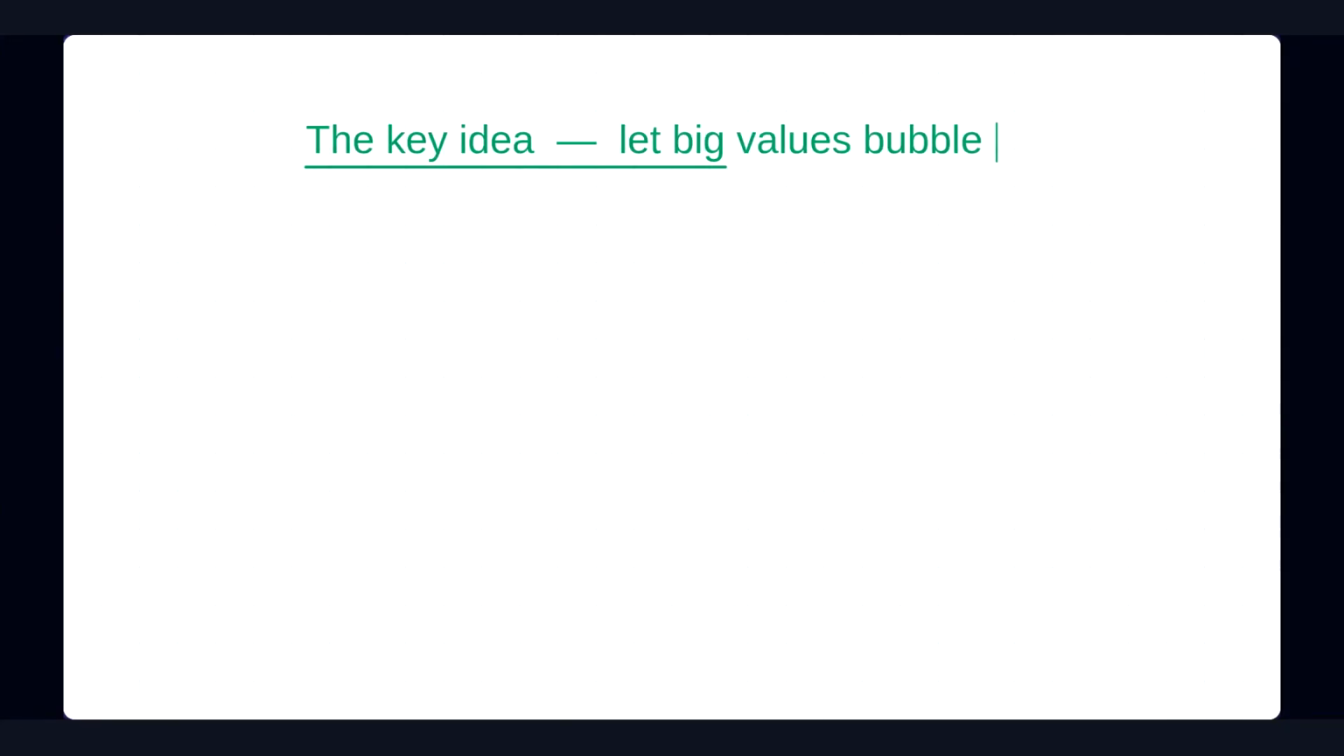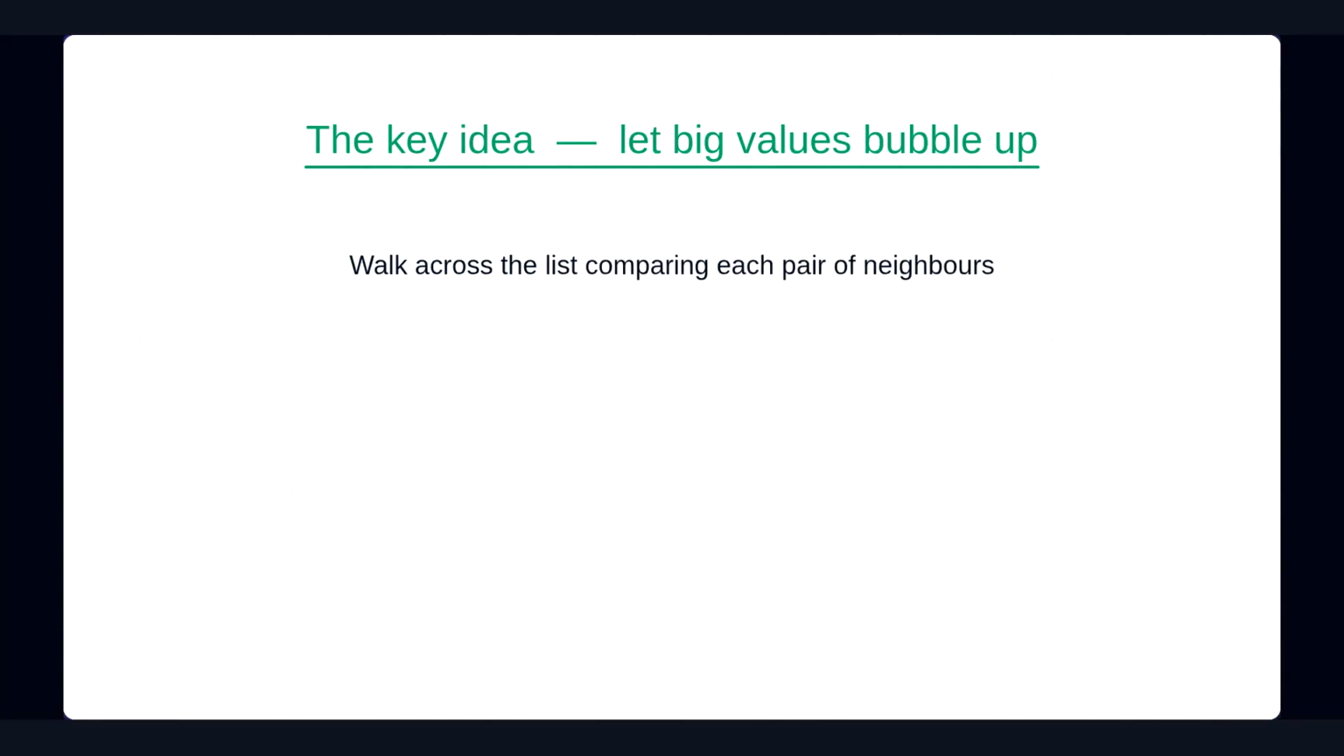Here is the idea. We walk from left to right and compare each number with the one just after it. If the left number is bigger, they are out of order, so we swap them. Because we keep pushing bigger numbers to the right, the very largest value slowly bubbles all the way to the end in one pass. That is the invariant that makes this work.